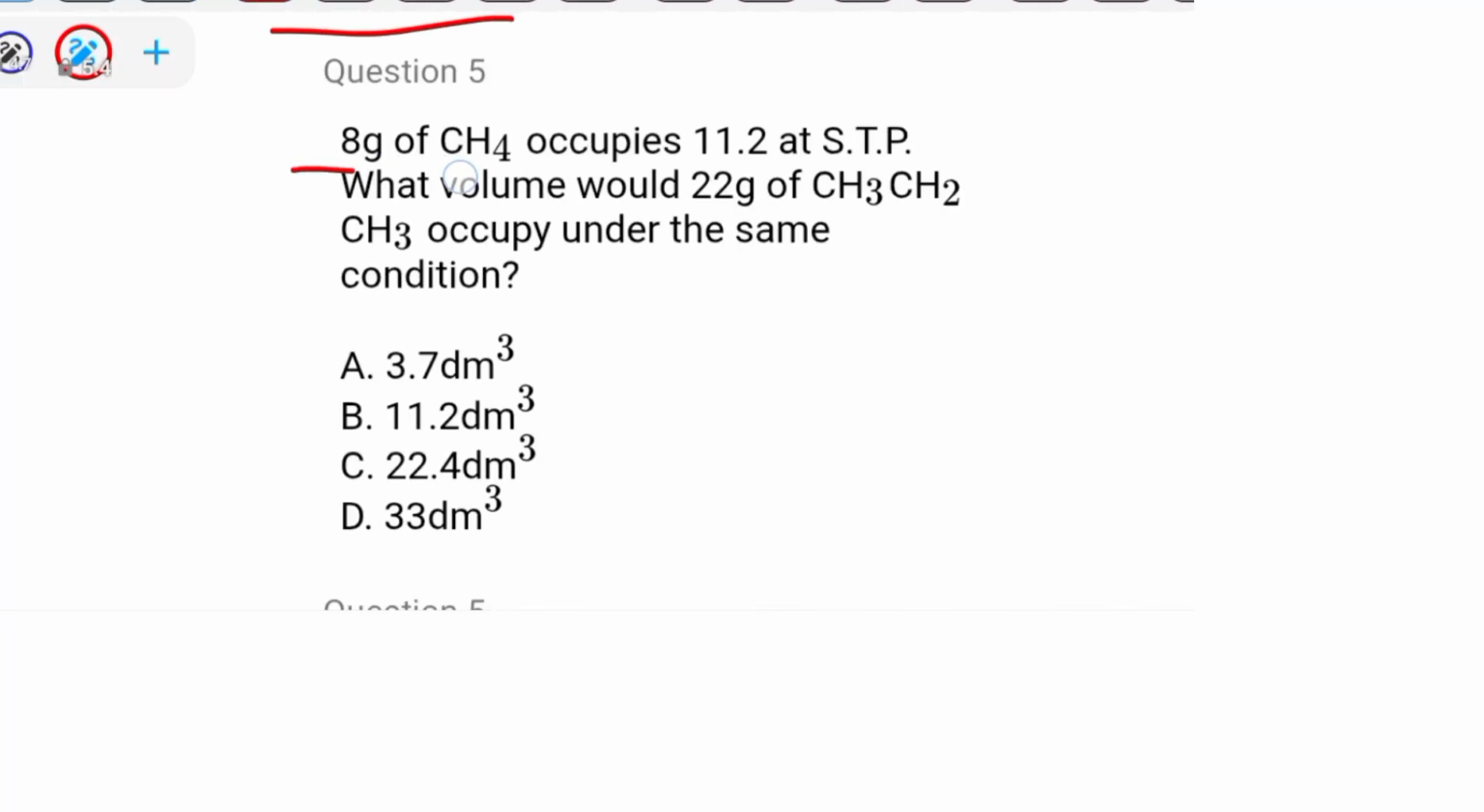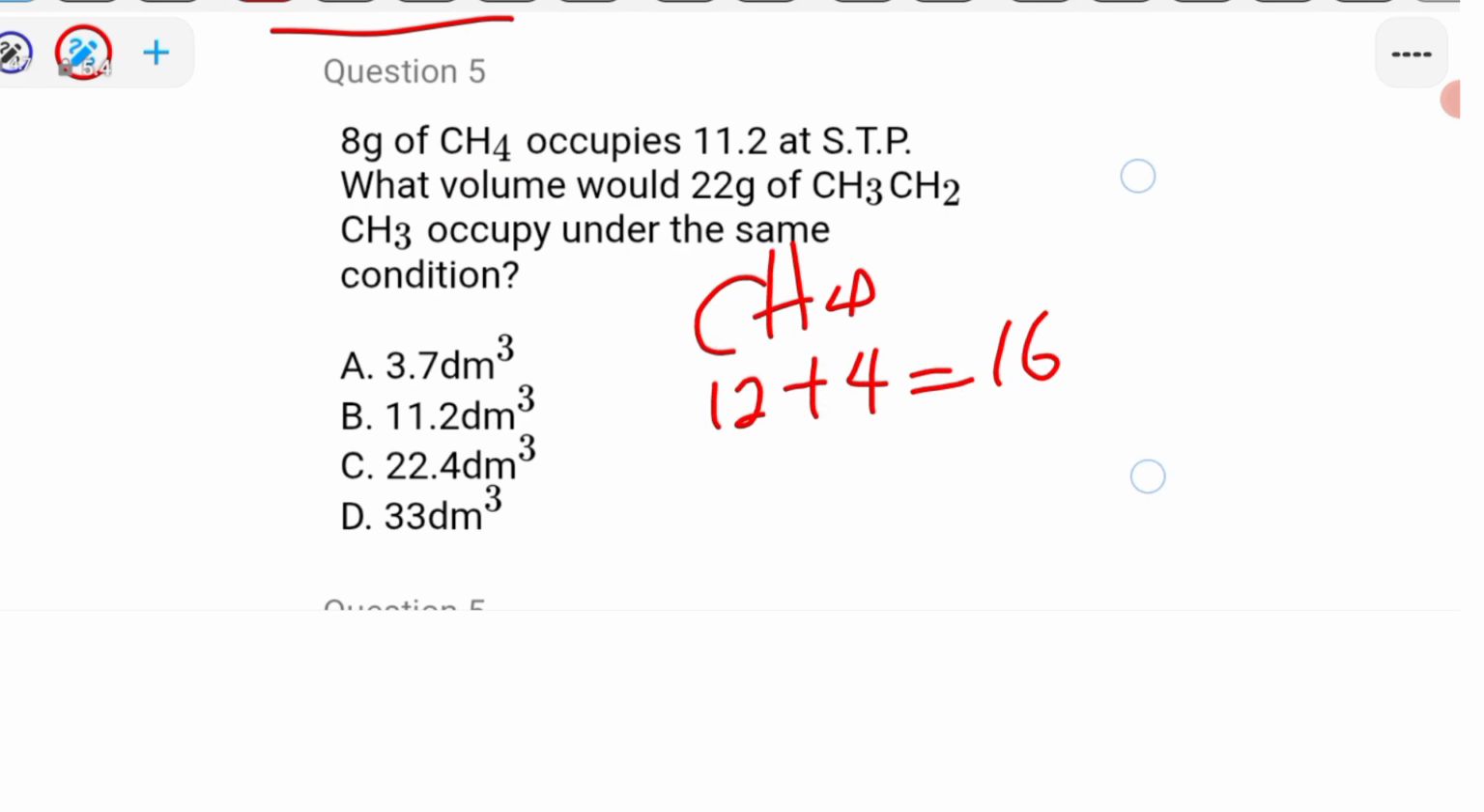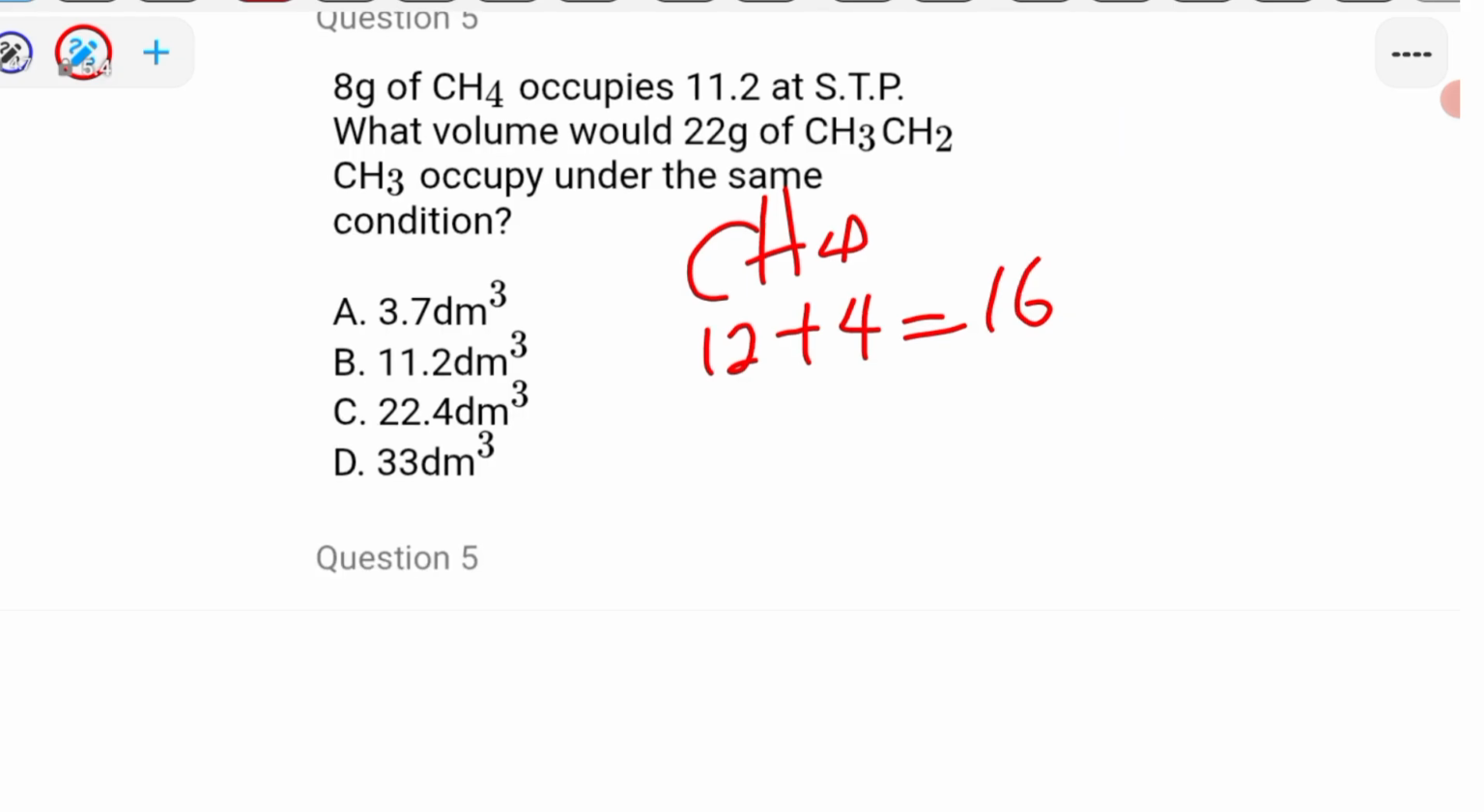The next one says 8 grams of CH4 occupies 11.2 dm cube at STP. What volume would 22 grams of CH3CH2CH3 occupy under the same condition? The first thing to note is to find the molar mass of CH4. CH4 is 12 plus 4, which is 16. So this is 16 grams per mole. This is the molar mass of CH4.